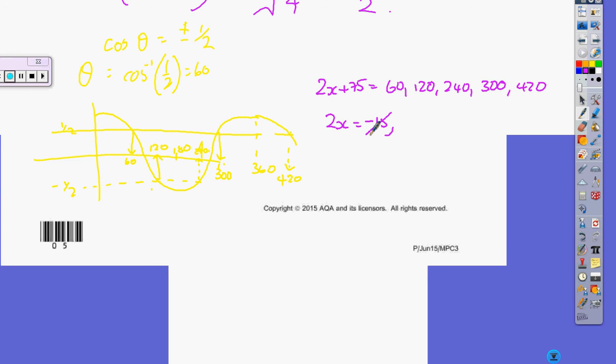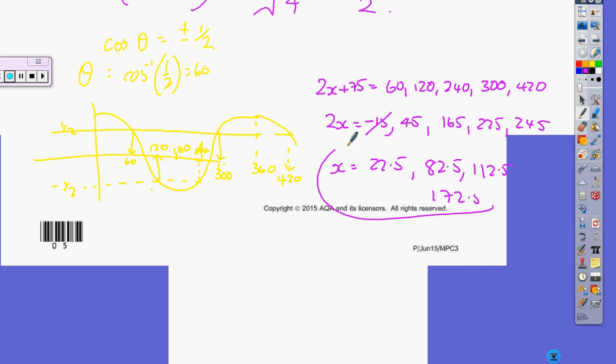So that's out. 45, 165, 225, 345. So x has got to equal 22.5, 82.5, 112.5 and 172.5. You needed all of those. If you use the n solve button, you will get all of those correct. Very good. Okay, good luck.